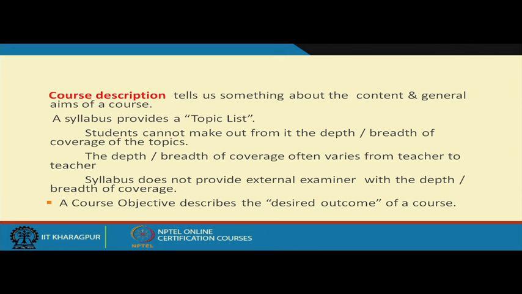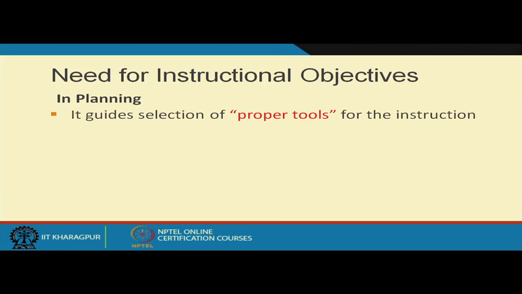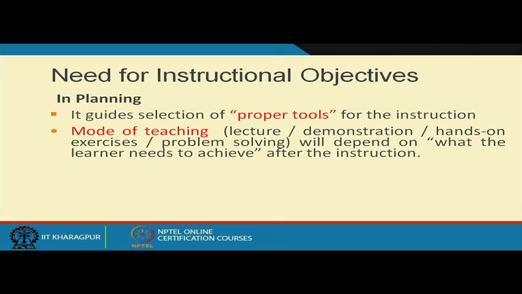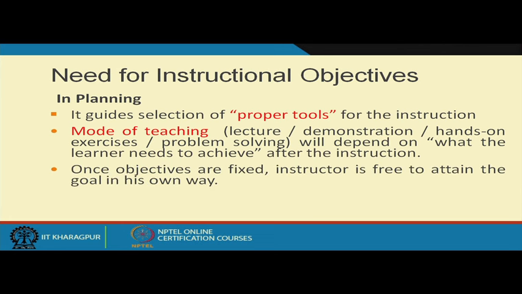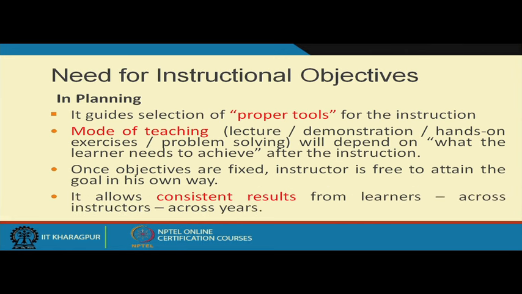A course objective describes the desired outcome of the course. So, in planning, the need for instructional objectives is that it guides selection of the proposed tools for the instruction, mode of teaching, lecture, demonstration, hands-on, what the learner needs to achieve after the instruction. Once objectives are fixed, the instructor is free to attain the goal in his own way. It allows consistent results from learners across instruction across years. So, in the planning the instructional objective is very important.